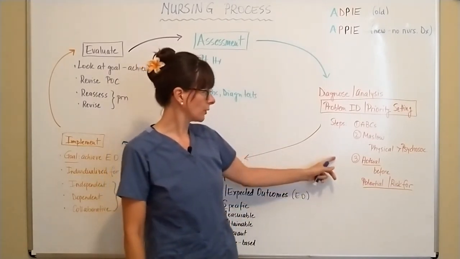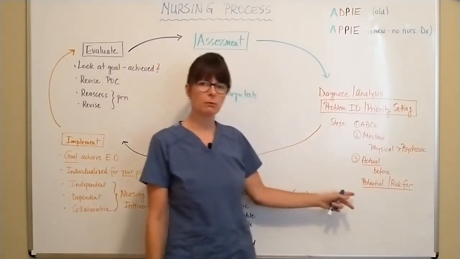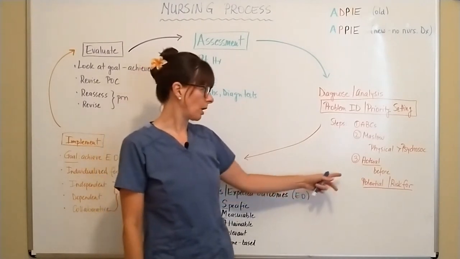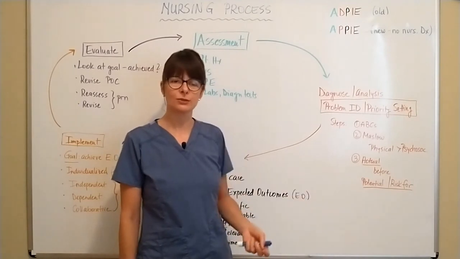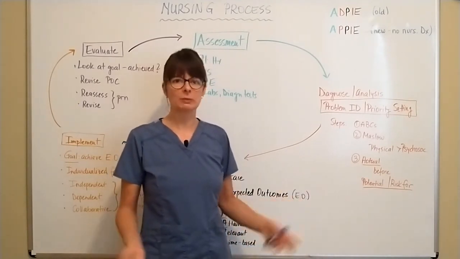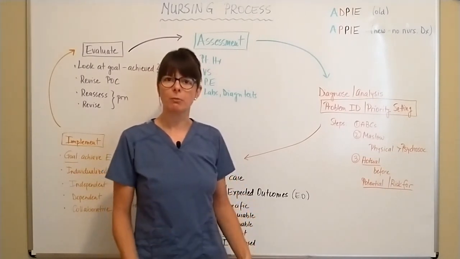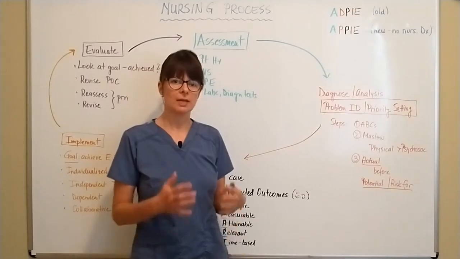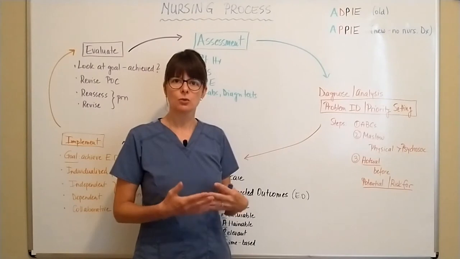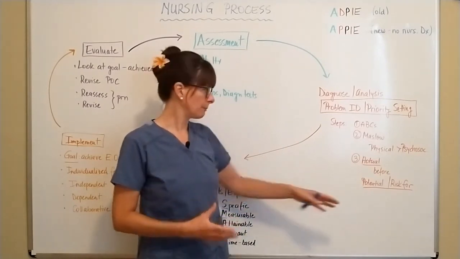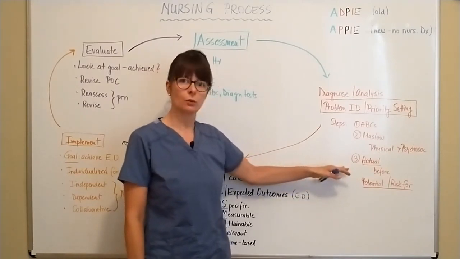And then we always have to address actual problems before potential or risk for problems. You have probably seen risk for problems. Some of those would be like risk for infection, risk for falls, which is something that students like to use a lot. But really at the hospital, everybody's at risk for falls because you're hooked up to IVs, you might have impaired mobility, you might be on certain medications. But actual problems always come before. So you wouldn't plan to go into a care plan on a potential problem, whatever the patient is at risk for, before you address the actual problems.